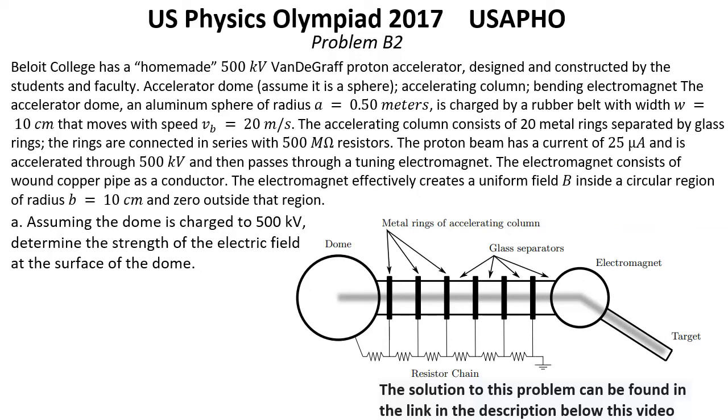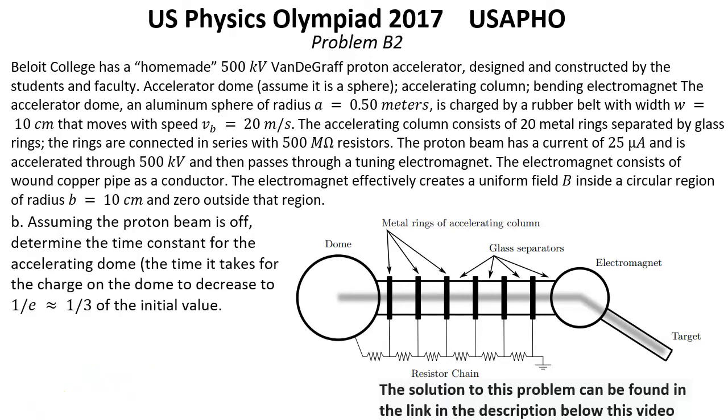Solution for question A. Potential for this sphere equals this expression. The electric field near the surface of the sphere equals this expression. It means that the electric field near the sphere equals V over a, which is 10^6 volts per meter. That's the answer for question A.